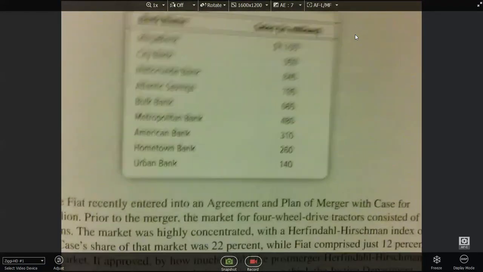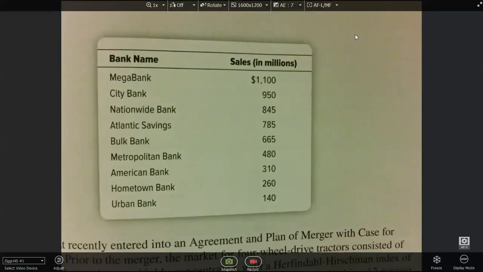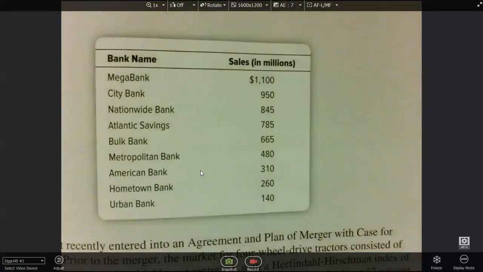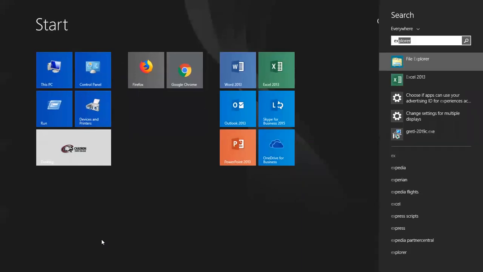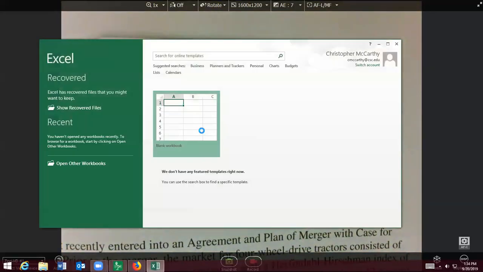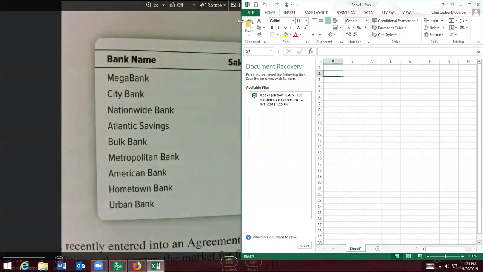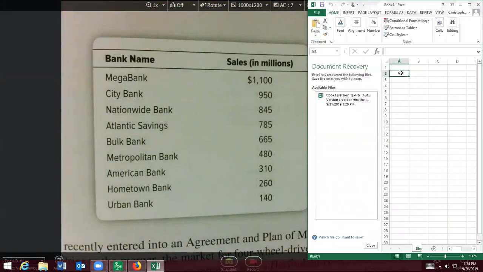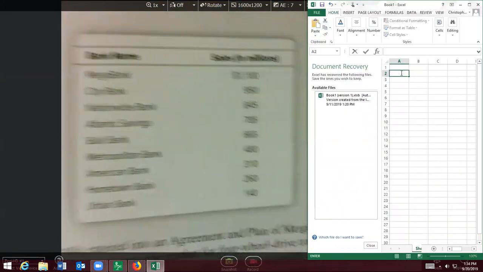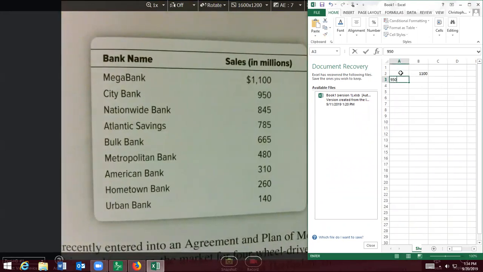So I don't really feel like doing this by hand, so let's just do it in Excel. I don't really want to do the names since that doesn't matter.